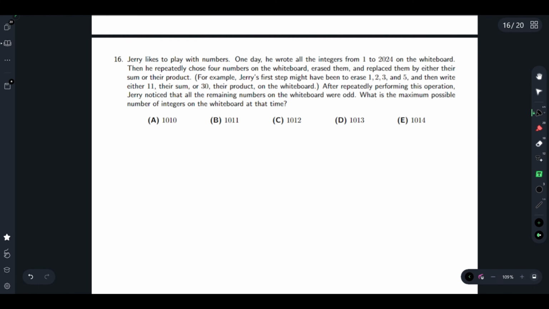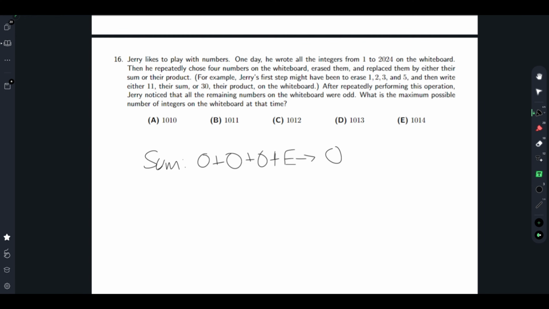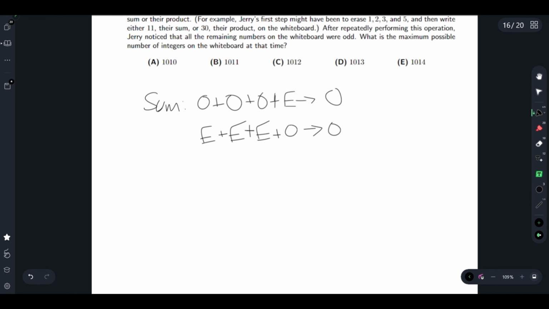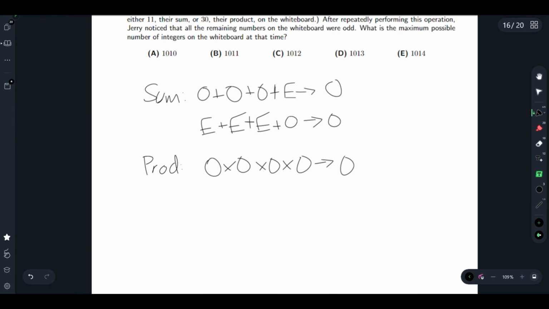So, we have sum. Well, the only two ways to get a sum of an odd integer from 4 numbers is O plus O plus O plus E. This gives us an odd number. Or E plus E plus E plus O. Where E represents an even number and O represents an odd number. And for product, O times O times O times O gives us O. That's the only possible case.